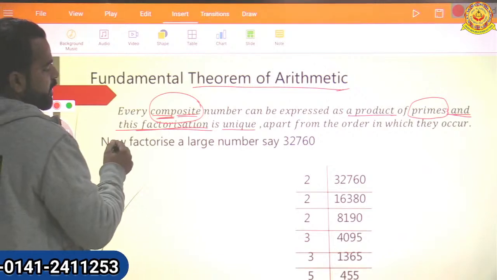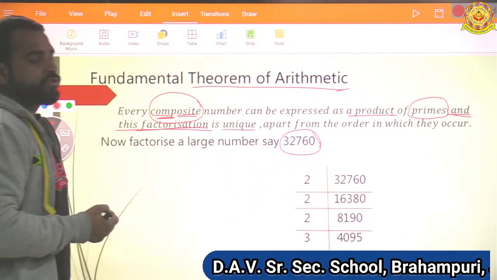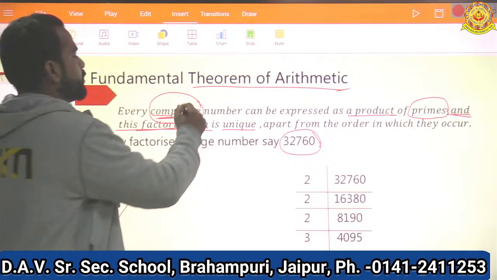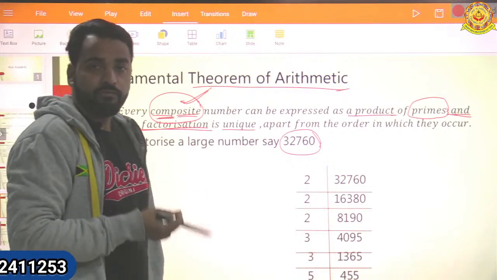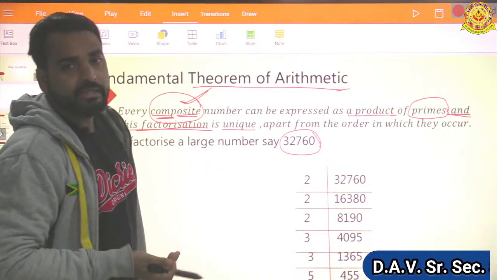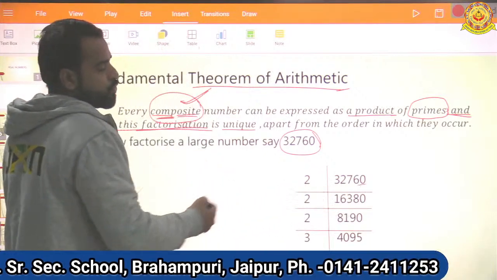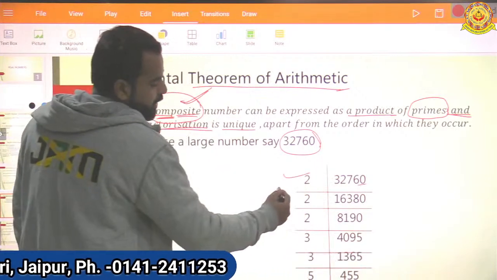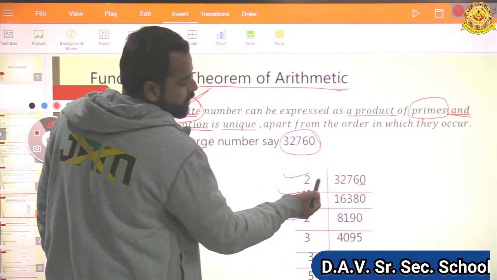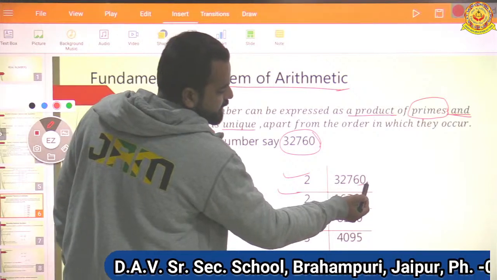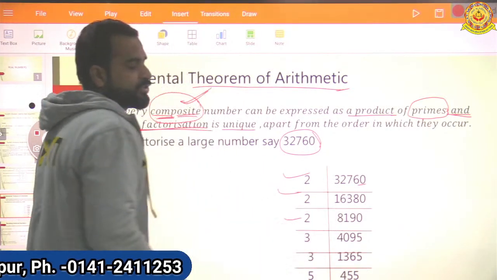So that means if we are taking the factors of any large number, because it is a composite number, the factors do not come only in the form of 2, they may be any other primes as well. So look at this, the last digit is 0, so we can divide it by 2 continuously. You can just divide this number 32760 by 2, and you will get half of this number, which is 16,380.